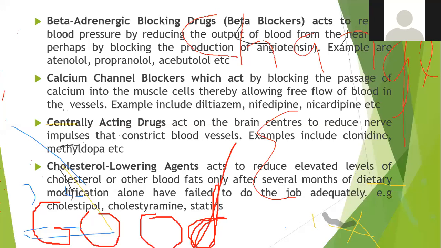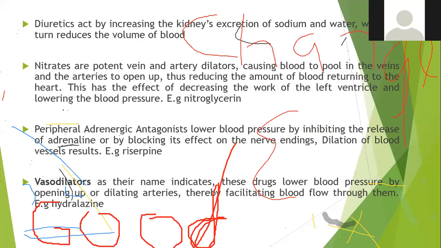An example of this cholesterol lowering agent is cholestyramine, and statins. Another class of cardiovascular agents is diuretics. Diuretics are usually known as water pills, and they act by increasing the kidney excretion of sodium and water, which in turn reduces the volume of blood, thereby reducing the blood pressure. And there are different types of diuretics, classified according to their site of action.